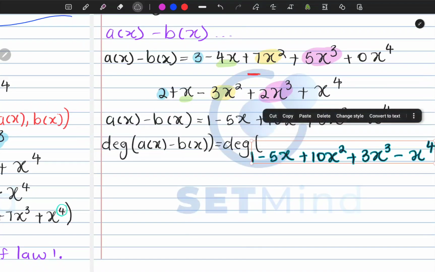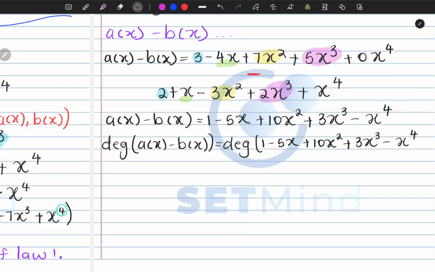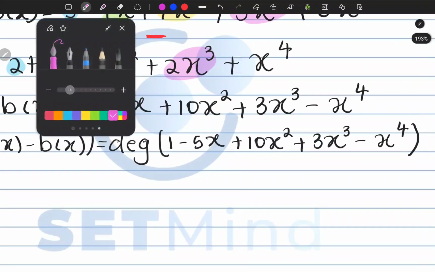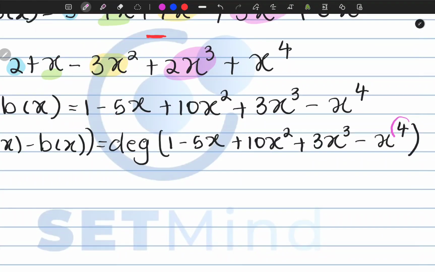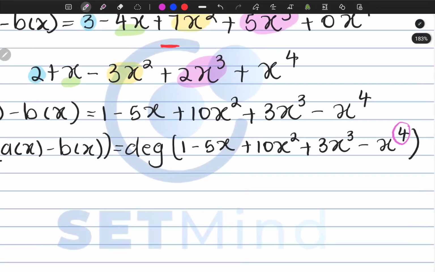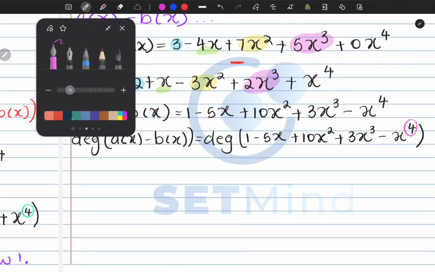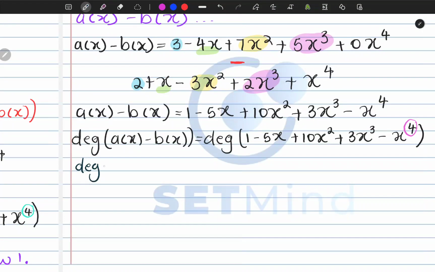So if you look carefully, this is still consistent with the formula which we saw on law number 2. So for the degree of this polynomial, we ask ourselves, what is the highest exponent or power here which we see? It is a 4, which is the highest power here. So this means that the degree of a of x minus b of x will just be equal to 4. So the degree, let's leave it at that, of a of x minus b of x is equal to 4.